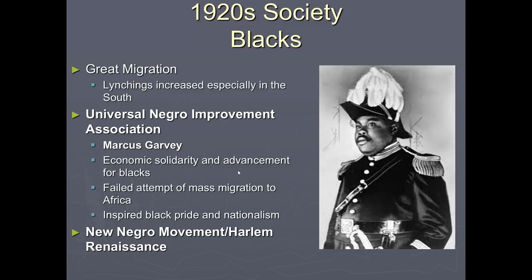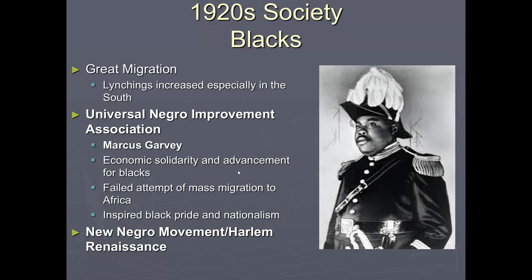All right, so Marcus Garvey, this guy here, basically the Back to Africa movement, where he encouraged black separatism. He believed in, like I said, going back to Africa. This is going against what the NAACP and W.E.B. Du Bois were for. Remember, W.E.B. Du Bois was for civil rights now. And this guy, Marcus Garvey, who was a Jamaican immigrant, came up with this idea of going back to Africa. However, he could not put together the funding for it, so it never happened. It was a failed attempt at migration to Africa, but he does inspire black pride and nationalism.